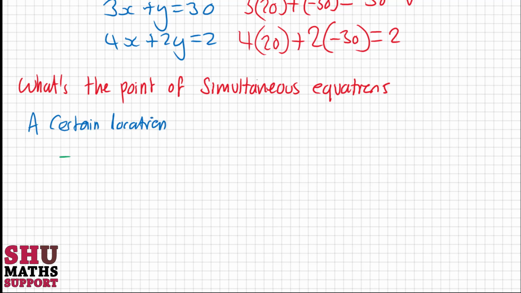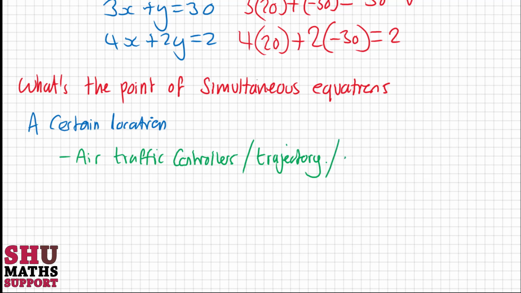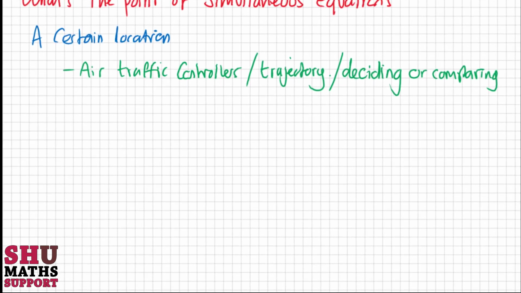So this could be things like air traffic controllers, trajectories of an object going through the air, or even when deciding or comparing things like car insurance or a certain type of loan. But I'll be showing you examples in the relevance video on how you could use it outside the classroom.